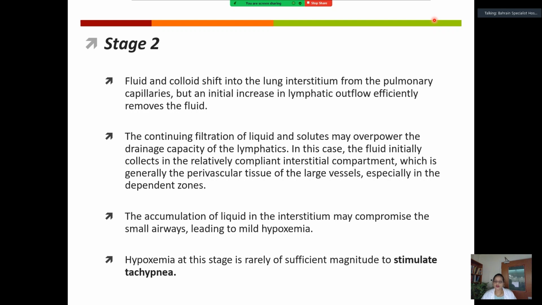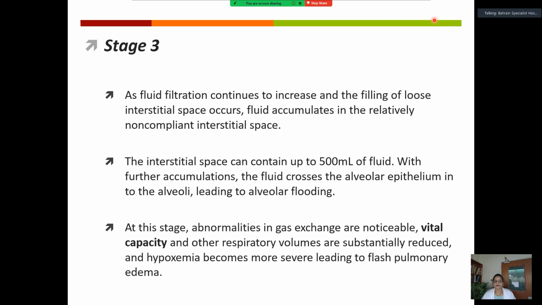The continuing filtration of liquid and solutes may overpower the drainage capacity of the lymphatics. In this case, the fluid initially collects in the relatively compliant interstitial compartment, which is generally the perivascular tissue of the large vessels, especially in the dependent zones. The accumulation of fluid in the interstitium may compromise the small airways, leading to mild hypoxemia. Hypoxemia at this stage is rarely of sufficient magnitude to stimulate tachypnea.